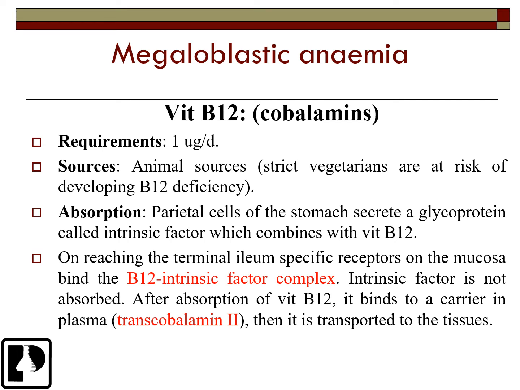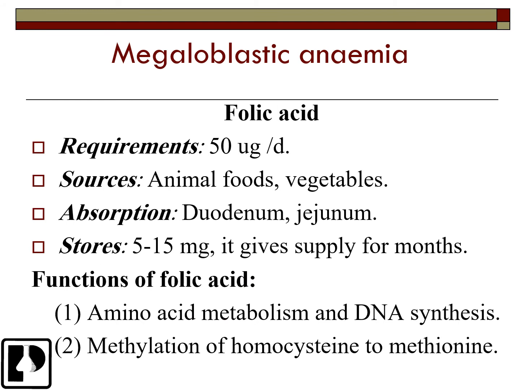On reaching the terminal ileum, specific receptors on the mucosa bind to the B12-intrinsic factor complex, and the intrinsic factor itself is not absorbed. After absorption, vitamin B12 binds to a carrier in the plasma called transcobalamin 2, and then it is transported to the tissues. So vitamin B12 has a carrier in the GIT called intrinsic factor, and a carrier in the plasma called transcobalamin 2.